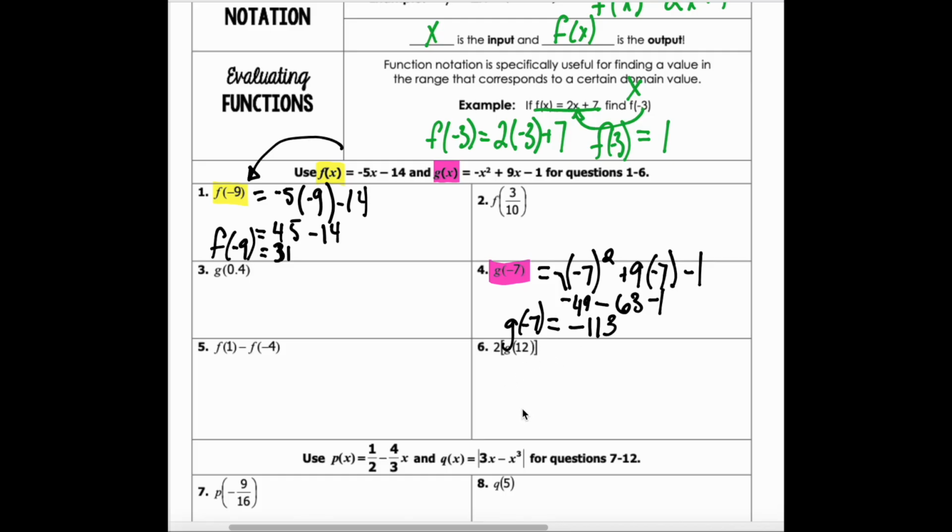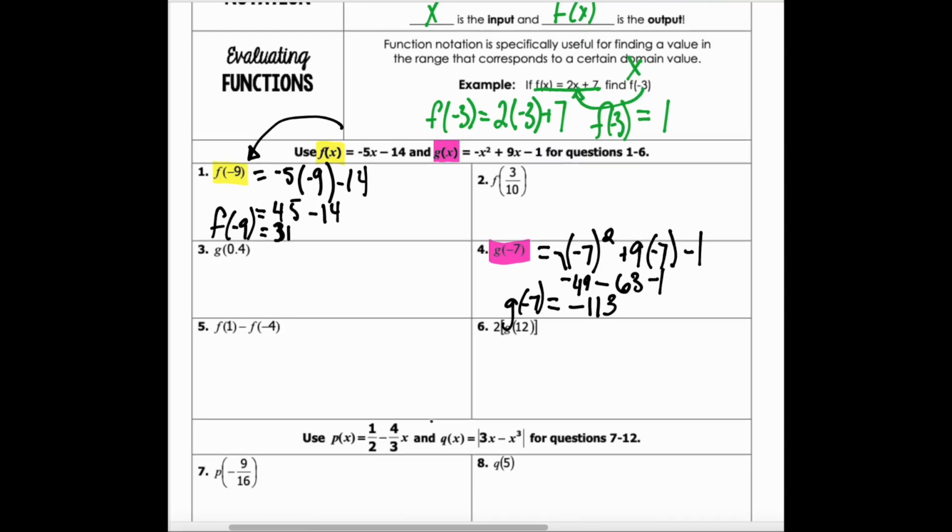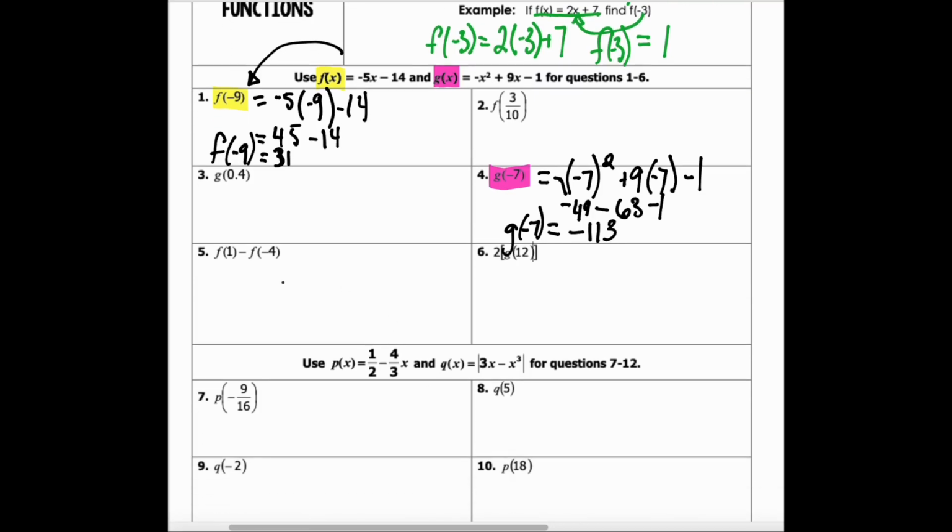Okay, now let's take a look at 5 and 6. These are the ones where I tend to see some of my students have a hard time. What you need to know is that you need to solve each function first. So we have f of 1 and f of negative 4. Once you find the answers to those functions, then they want you to subtract the answers.